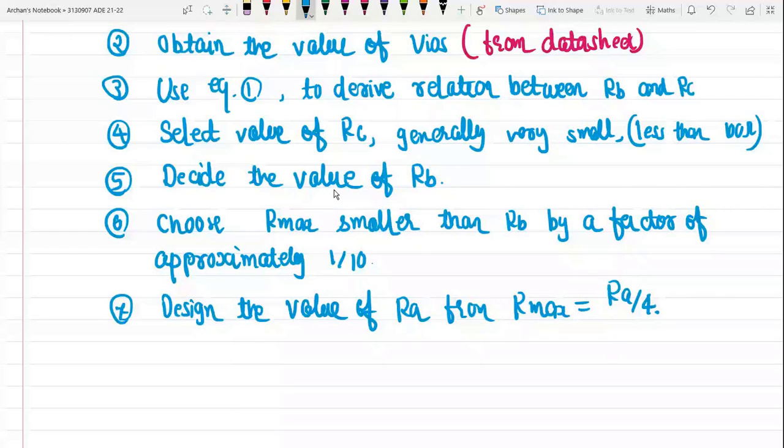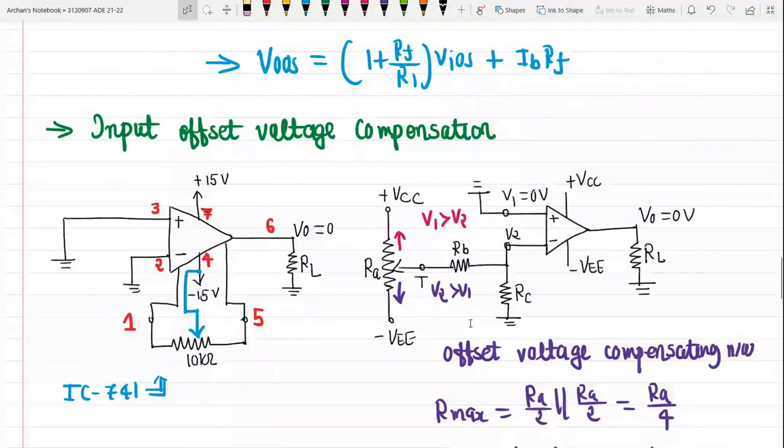If we are using IC741, then there is no need to design such a network because we already have pin number 1 and pin number 5, which are known as compensating pins. You only need to connect one 10 kilo ohm potentiometer, with the wiper connected to pin number 4. By adjusting this wiper on the potentiometer, you will be able to reduce the output voltage to 0. This is how we compensate the effect of input offset voltage.